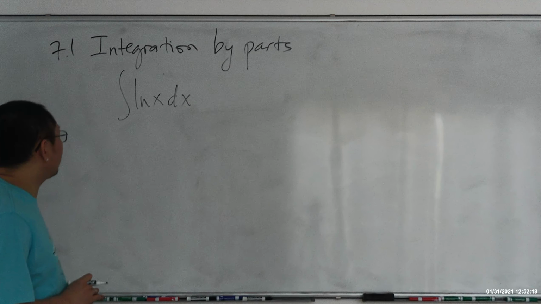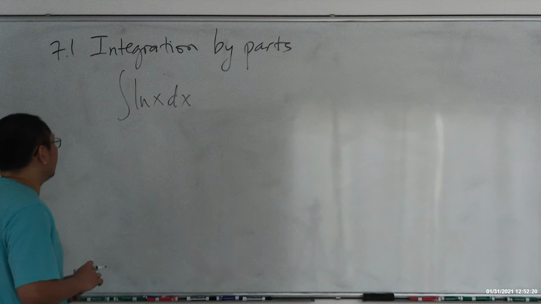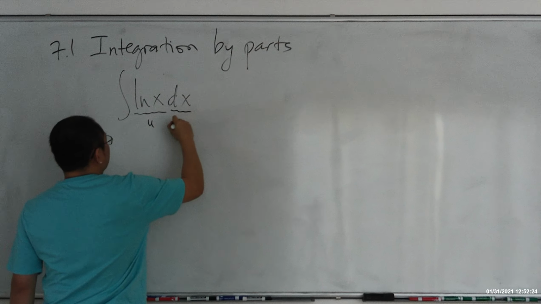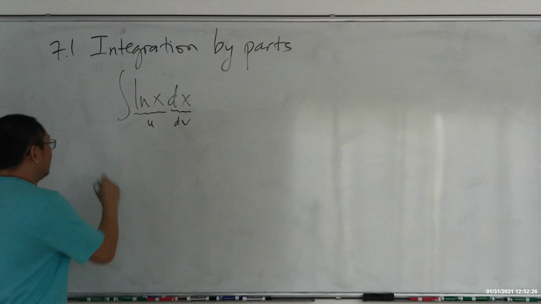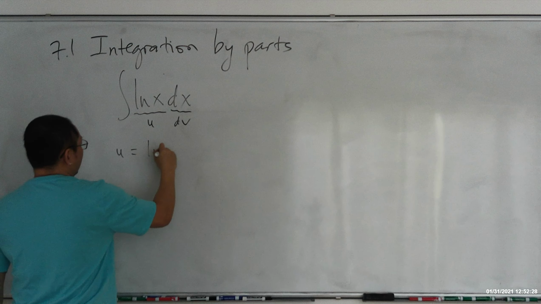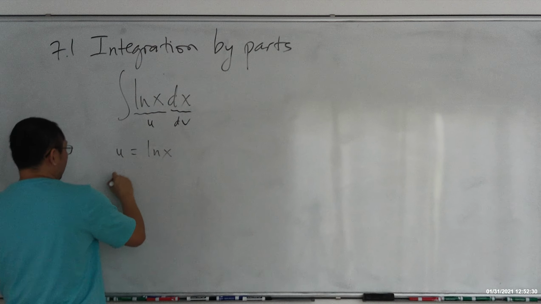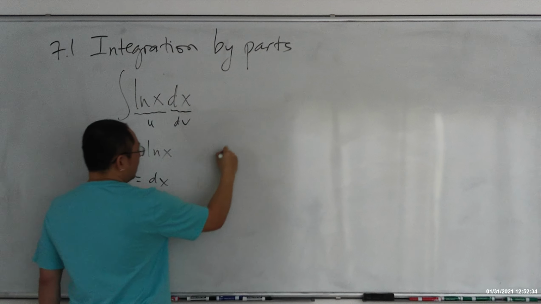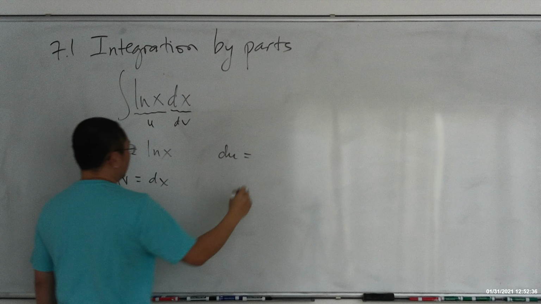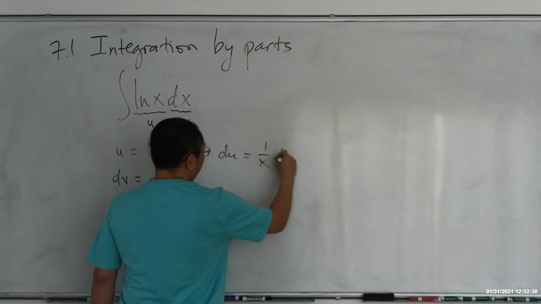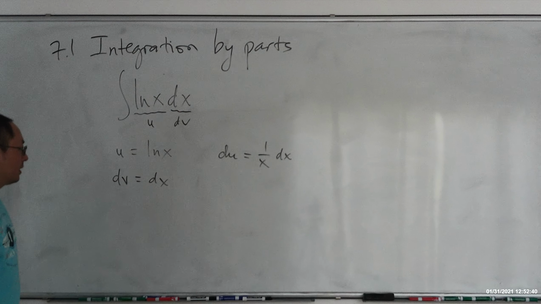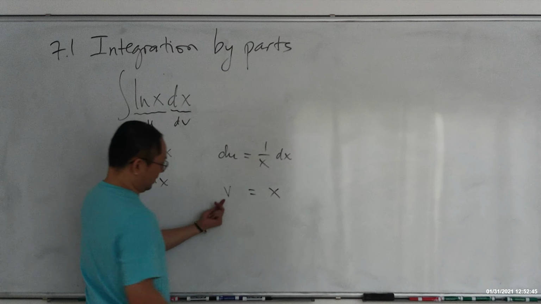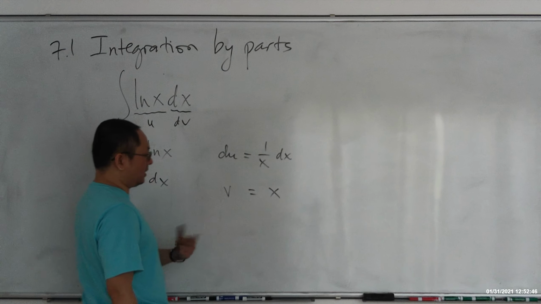If you think of integration by parts, we don't have much choice in here. If I let u equal to ln of x, and I let dv equal to dx. If u is ln of x, then du is 1 over x dx. The derivative of ln is 1 over x, okay? And dv is dx, then v is x, right? And the derivative of x is dx.